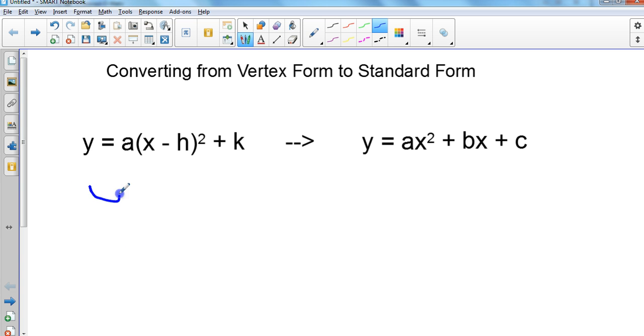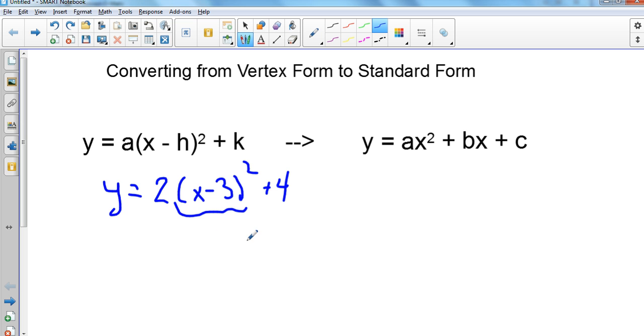So let's say that we have y equals 2 times x minus 3 squared plus 4. Okay, so the first thing that we have to do when we convert from vertex form to standard form is handle this squared term here. So x minus 3 squared really means x minus 3 times x minus 3.